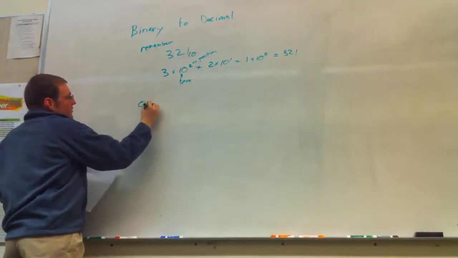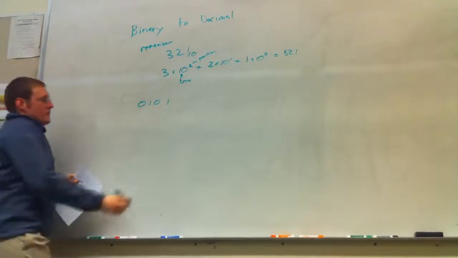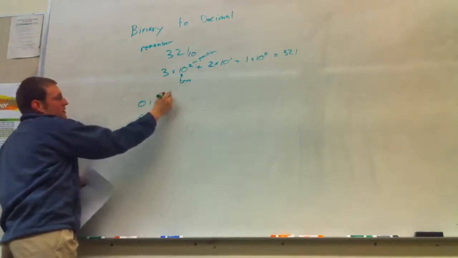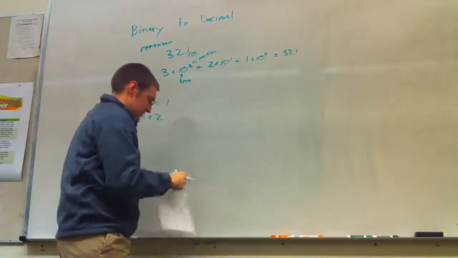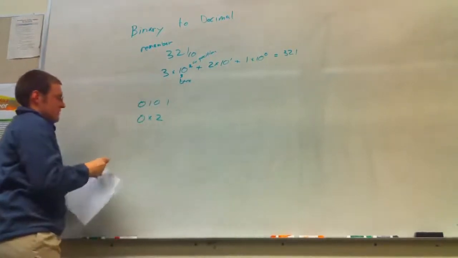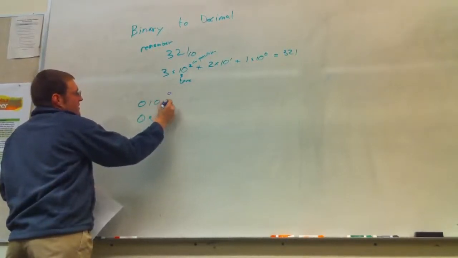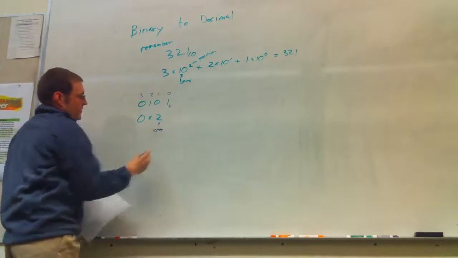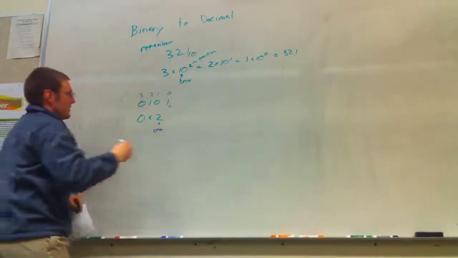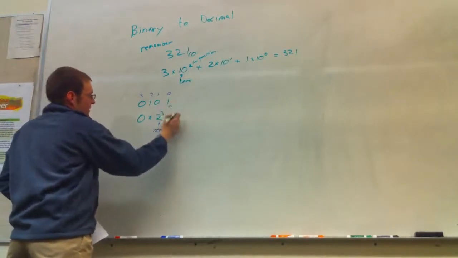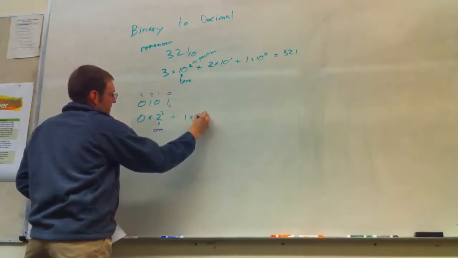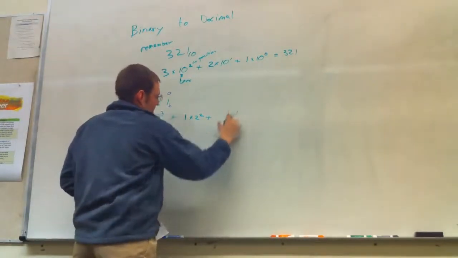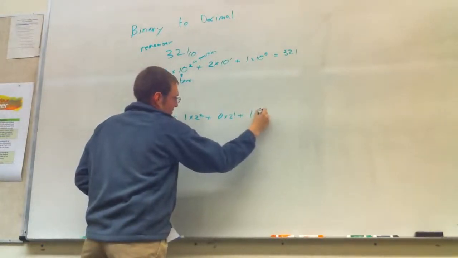So if I have 0, 1, 0, 1, okay? Remember your table, we already knew that was 5, but we're going to do it this way. So this is the 0's place, the 1s, 2s, 3s. So this is my base, base 2 for binary. So then I can just go 0 times 2 to the third, plus 1 times 2 to the second, plus 0 times 2 to the first, plus 1 times 2 to the 0.